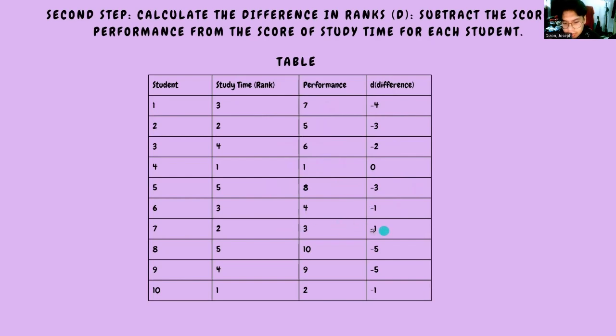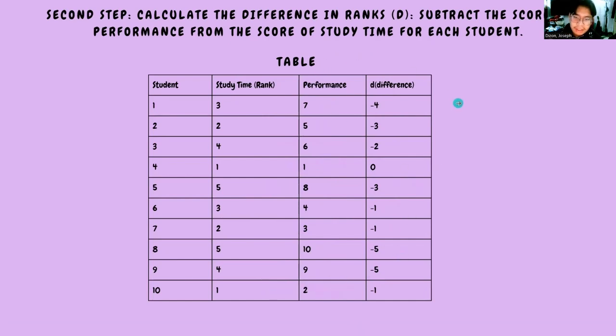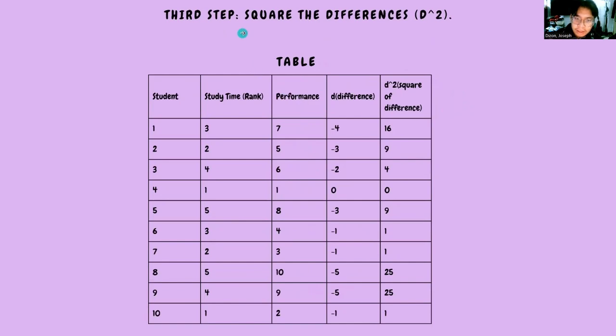2 minus 3, negative 1. 5 minus 10, negative 5. 4 minus 9, negative 5. And 1 minus 2, negative 1. Now, after this step, we go on to the third step, which is squaring the differences.